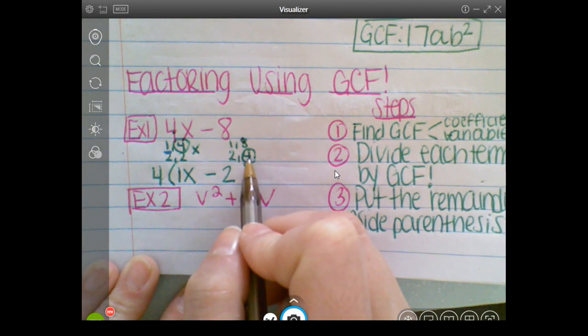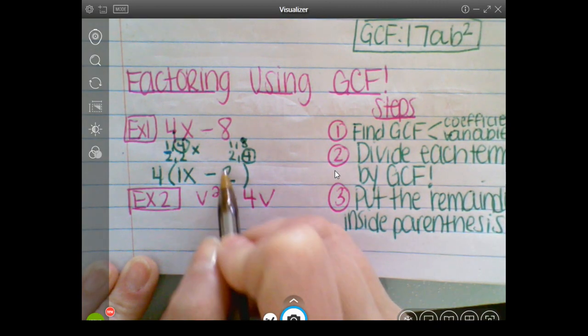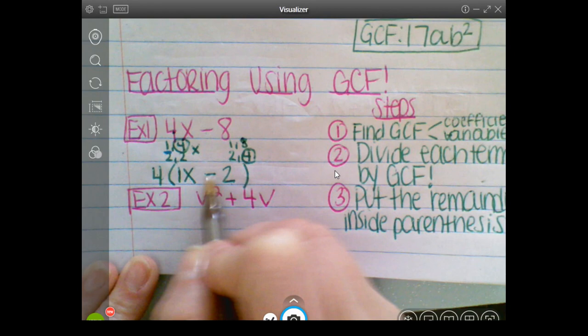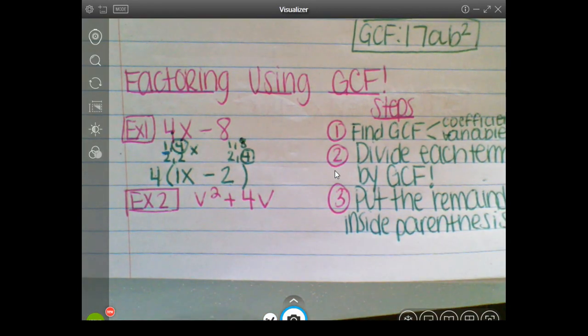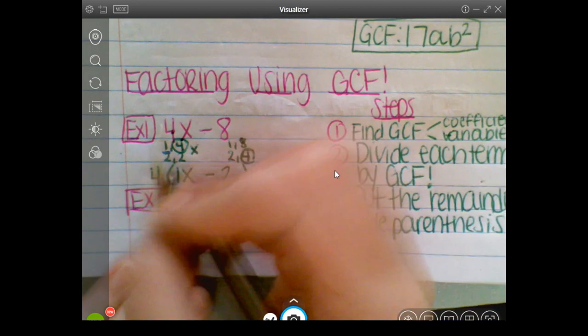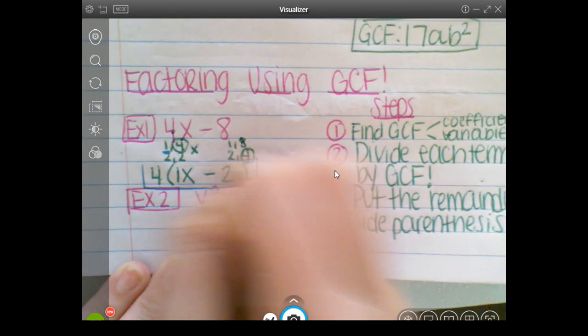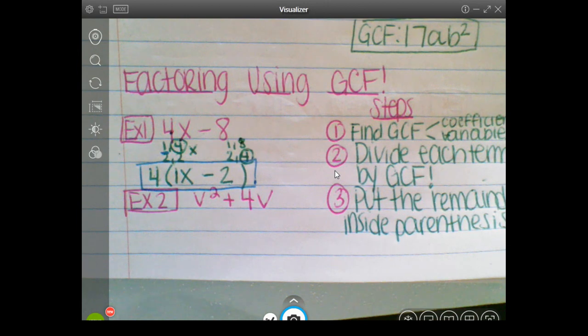Now I circled the 4 over here, and what was left? The 2, so the 2 came here, and I brought down the sign. So really, if you follow this method too, you can see what's left just right next to whatever you circled. So whatever is not in the circle is what ends up inside the parentheses. So this is now factored. It's 4 times 1x minus 2.